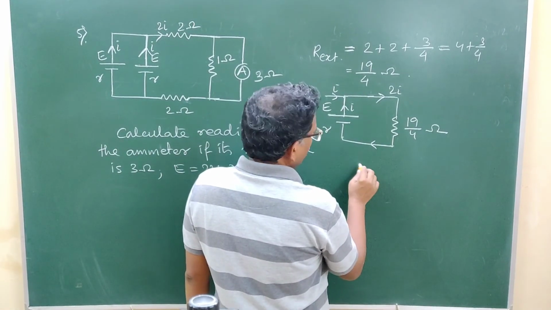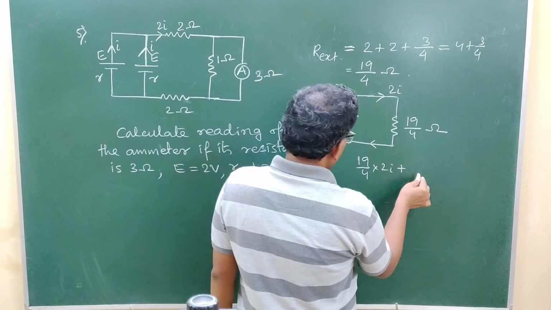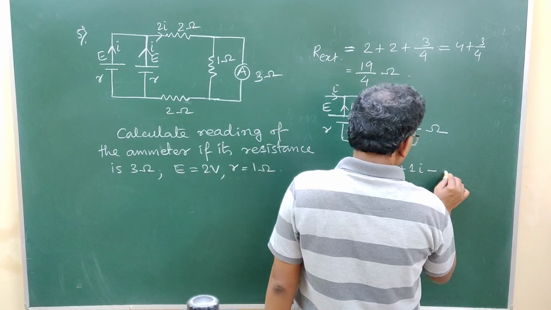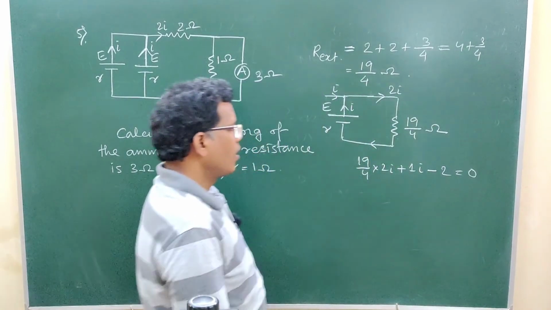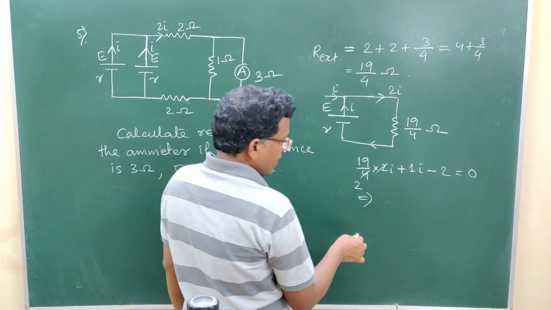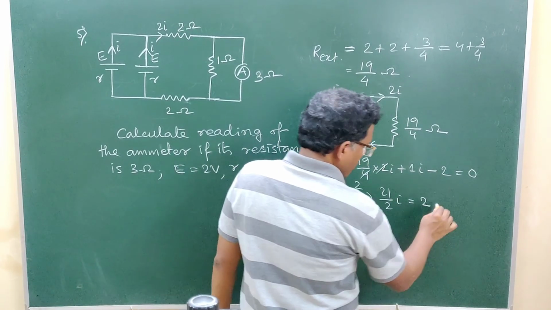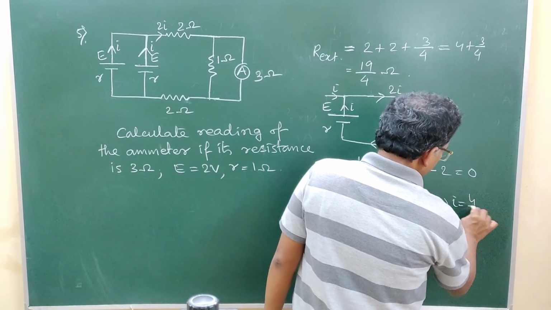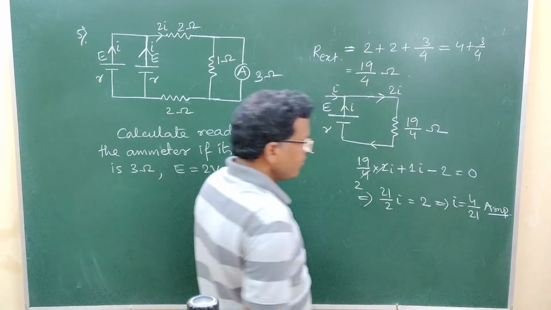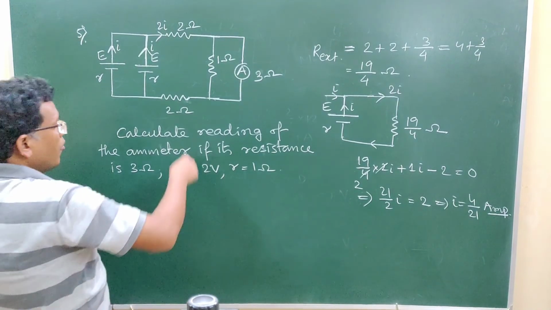So here we can write the loop rule: 19 by 4 into 2I plus 1 into I, minus 2 volt, equals 0. This implies that 21 by 2 into I is equal to 2. So the value of I comes to 4 by 21 ampere. So the I value is 4 by 21 ampere.